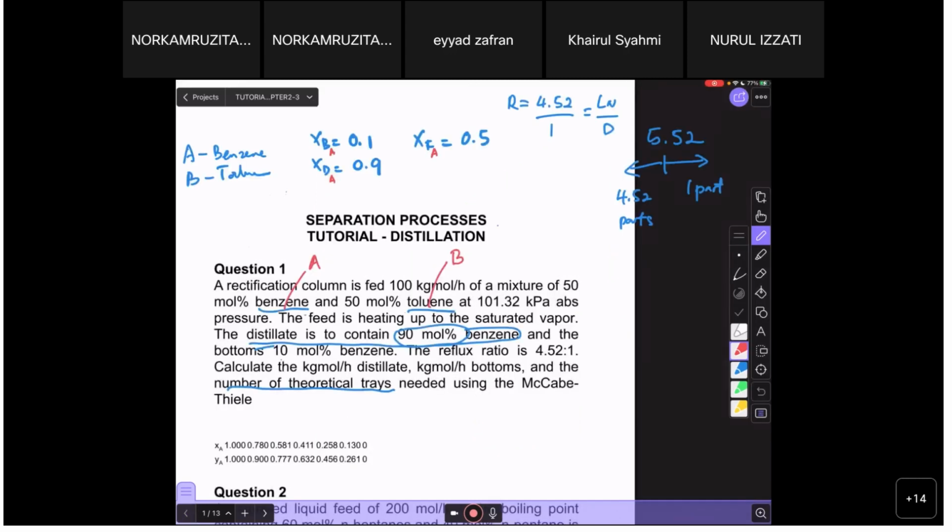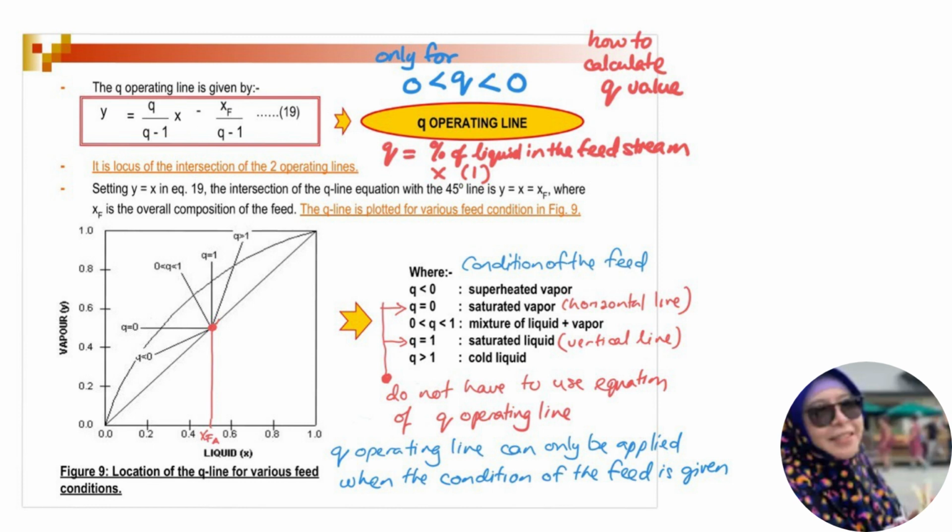It's mentioned here that the condition of the feed is heated up to saturated vapor. So for saturated vapor, the q value is fixed. What was it? For vapor, q equals 0, right? Where does q equal to 0 sit, vertical or horizontal? Based on the notes that you have, for saturated vapor the value q equals 0, and the q line should be a horizontal line.